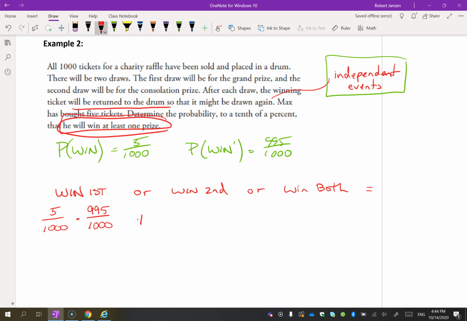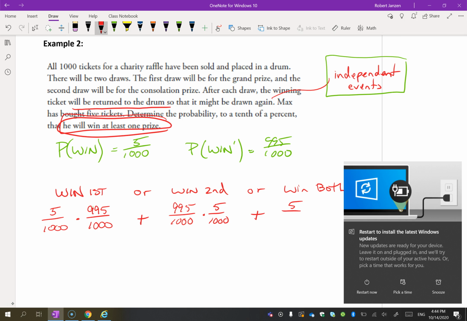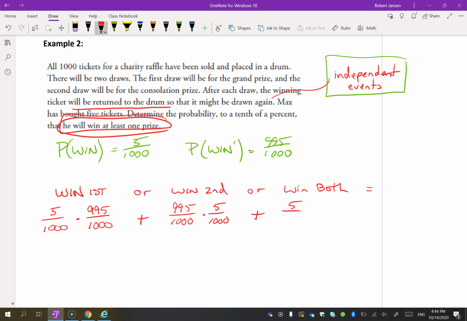The same thing happens for the second draw, except this time it's the other way around. If he loses on the first draw and wins on the second. Or how does he win both? That would be 5 out of 1,000 times 5 out of 1,000. That's to win both. Now, if we figure out all of these things, we'll figure out the chances of winning at least once.